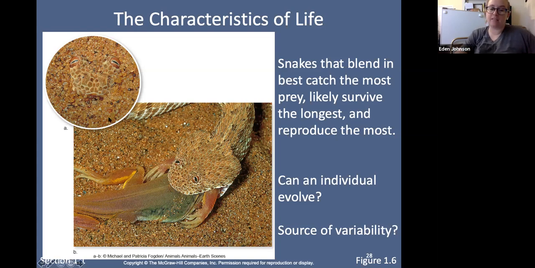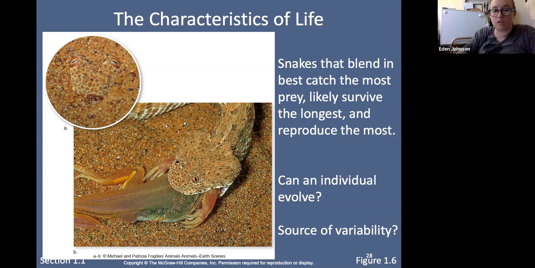That would mean that if you are well suited for your environment, I want you to write this down. The better suited for your environment you are, the more prey you get, so the more you eat, the healthier you are, the more likely you are to survive. And if you survive longer, you're going to reproduce more. So eat more, survive longer, reproduce more. If you reproduce more, your genes are going to be present more often in the next generation than in the same environment if you had an orange colored snake.